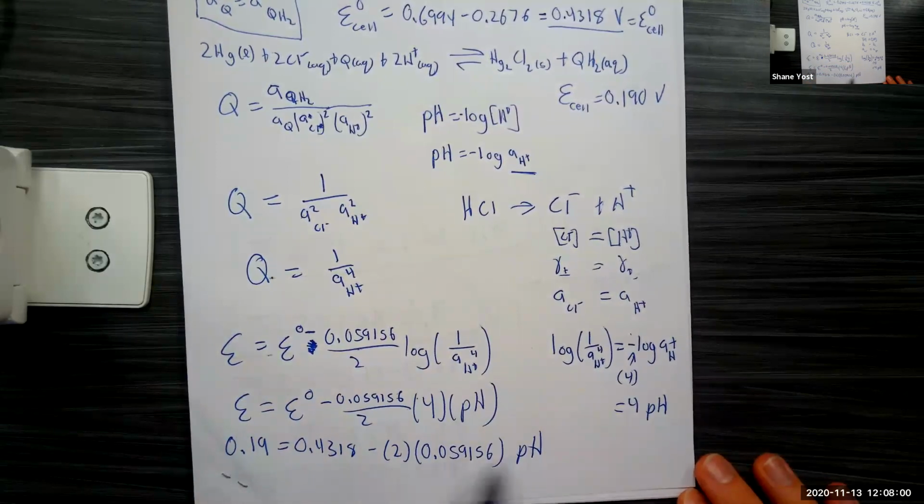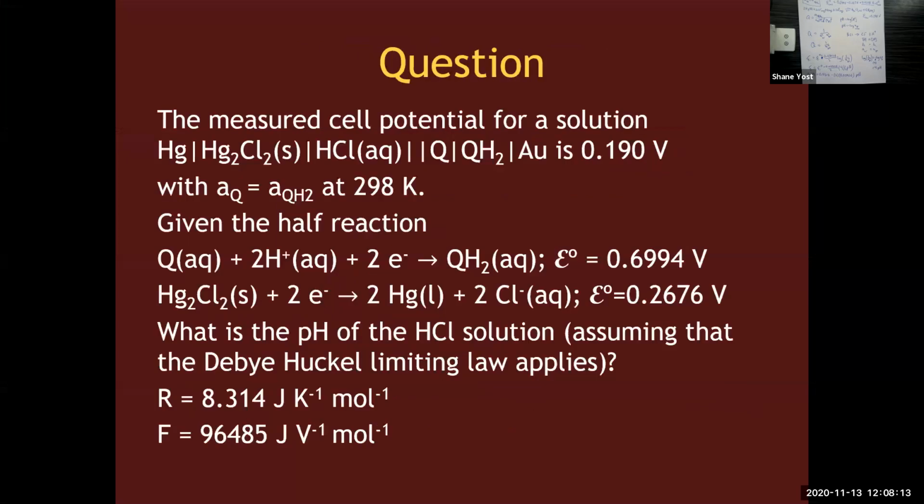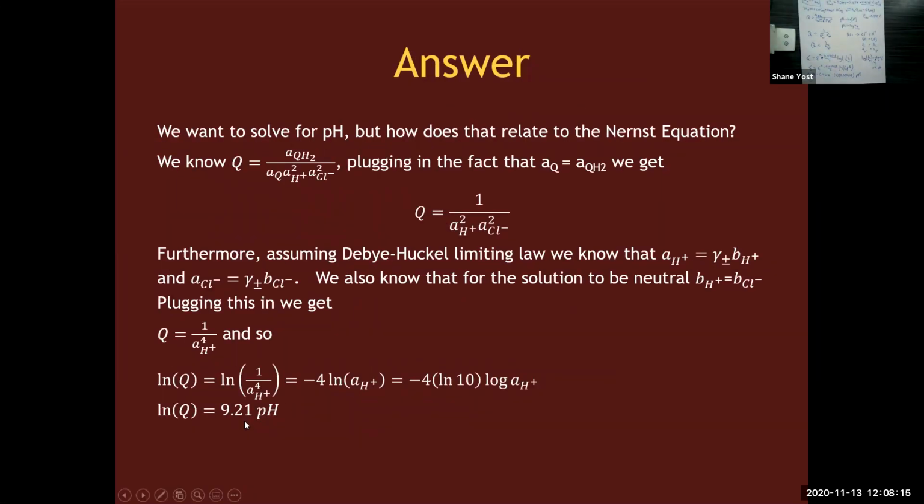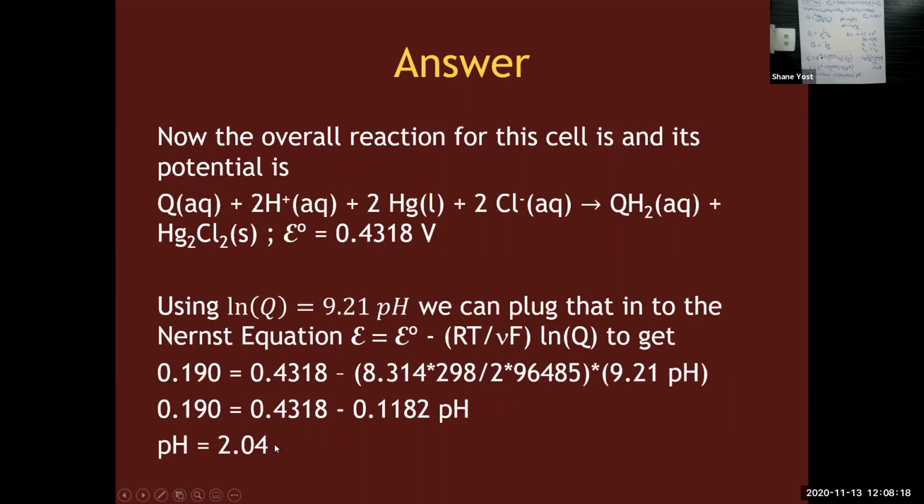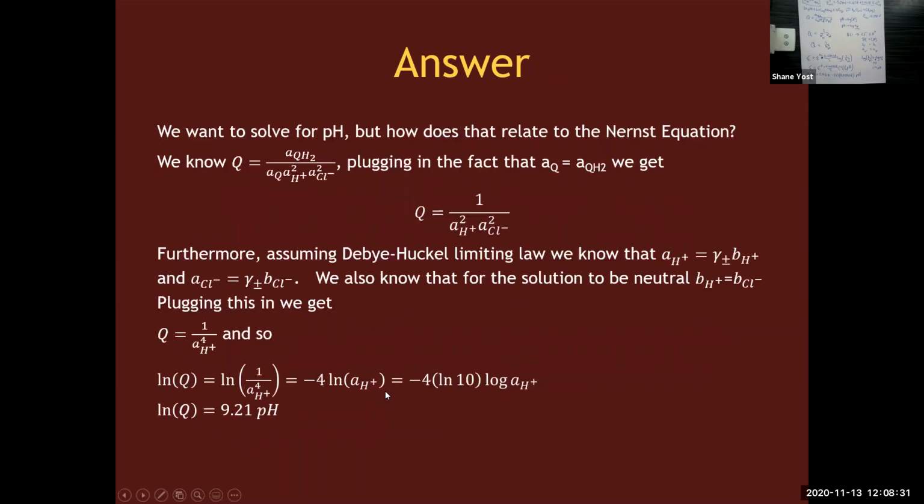And so now I just have this simple equation that I can use to solve for the pH. When you do that, you will get a final pH of 2.04. You do it differently because the Nernst equation is the natural log of Q, not the log of Q, so you have to convert it. Like you go back to the slide. On the slide here, you've got 4 times the pH, but it's different. You have to convert a log.